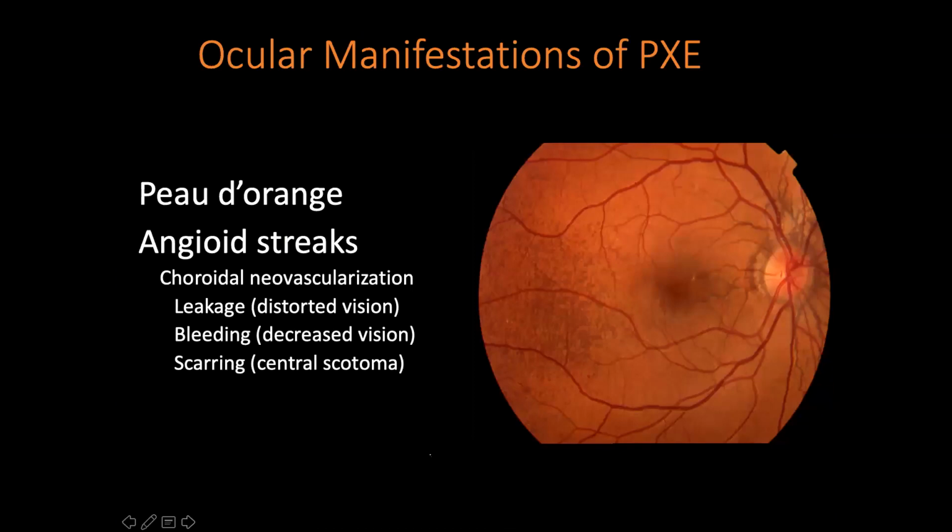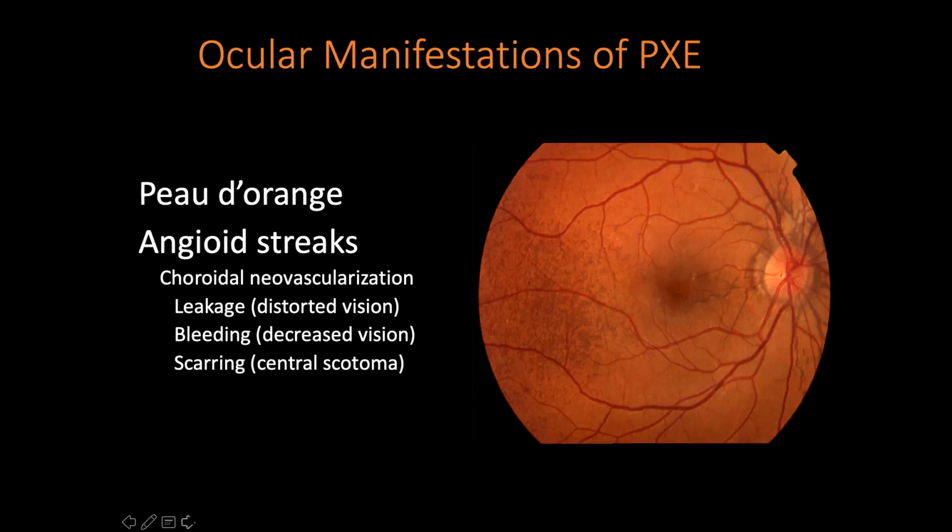So when we talk about the ocular manifestations of PXE, the most common finding is called peau d'orange, or leopard spots. You can see this disturbance, which is felt to be a calcified degeneration of Bruch's membrane, which is just beneath the retinal pigment epithelium and in front of the vascular layer, or choroid. We will see how this is important later on.